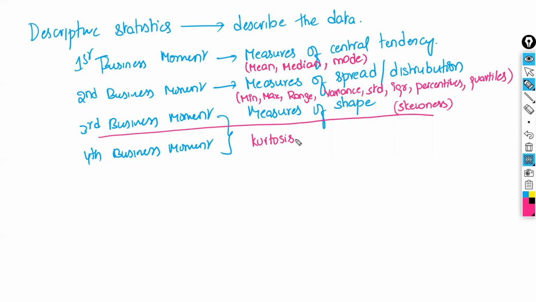So these are the 4 things which we have to measure. These are called measures. Analyzing is different. Measures are these. In the first business moment, we are going to measure the mean, median, and mode. In the second business moment, we are going to measure the range, variance, standard deviation, IQR, interquartile range. Full form is interquartile. That we'll see one by one. Percentiles, quartiles, right? So let us start with the first business moment.